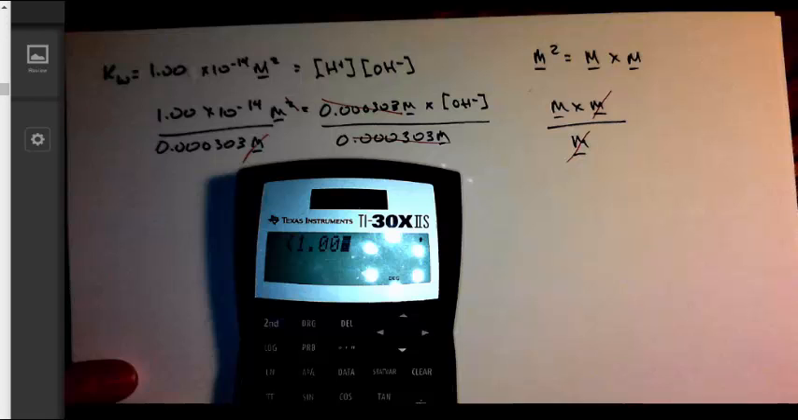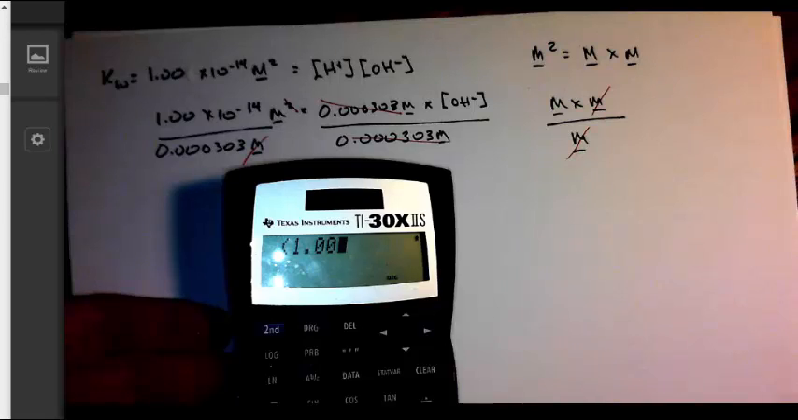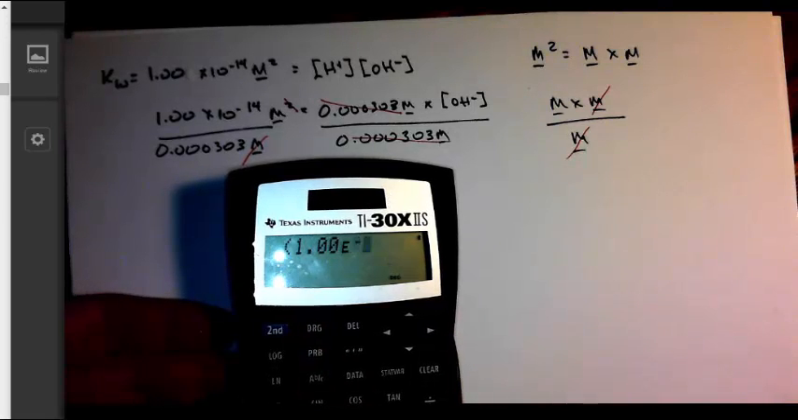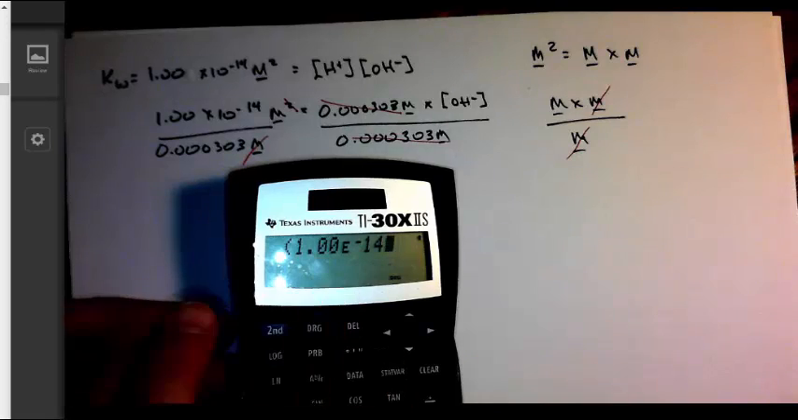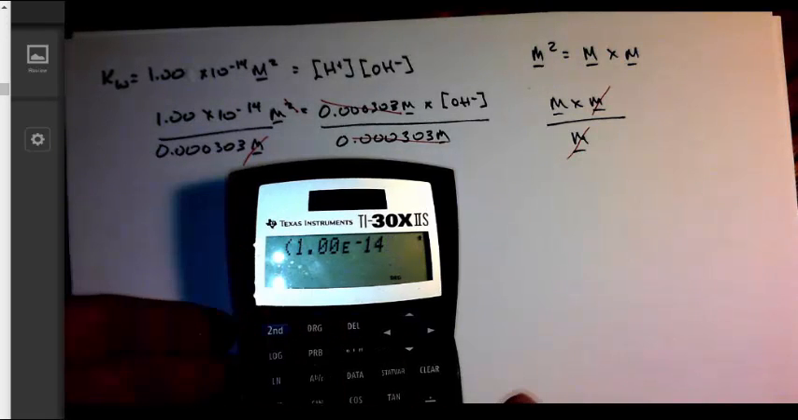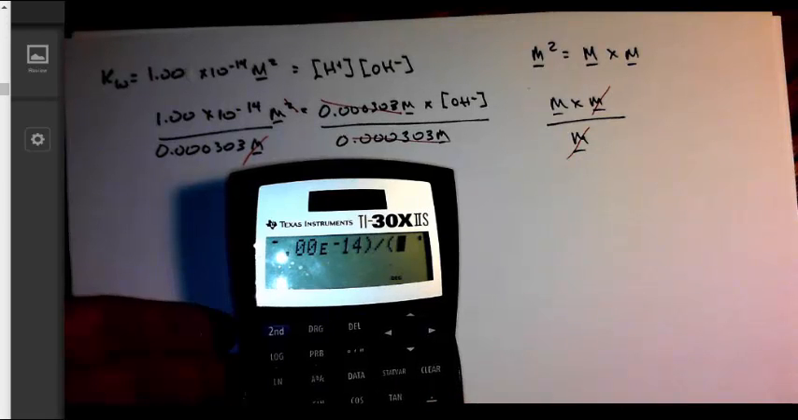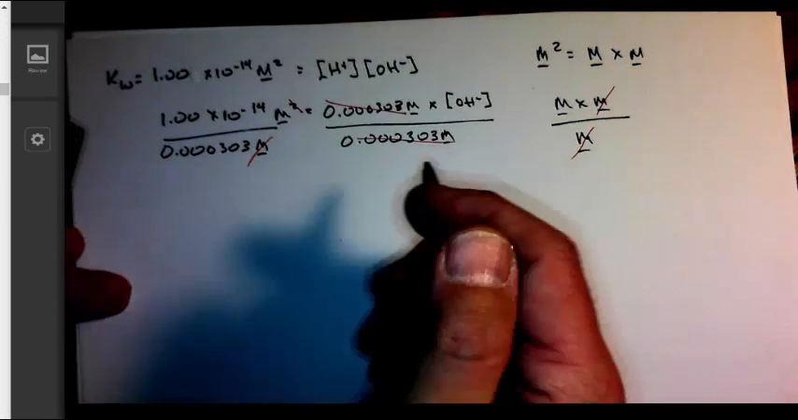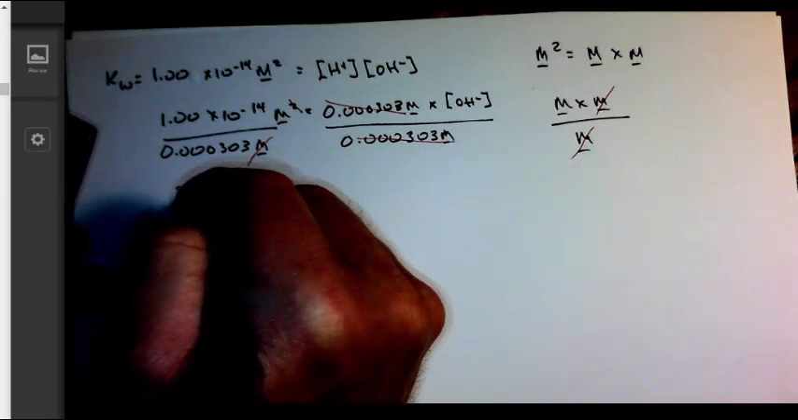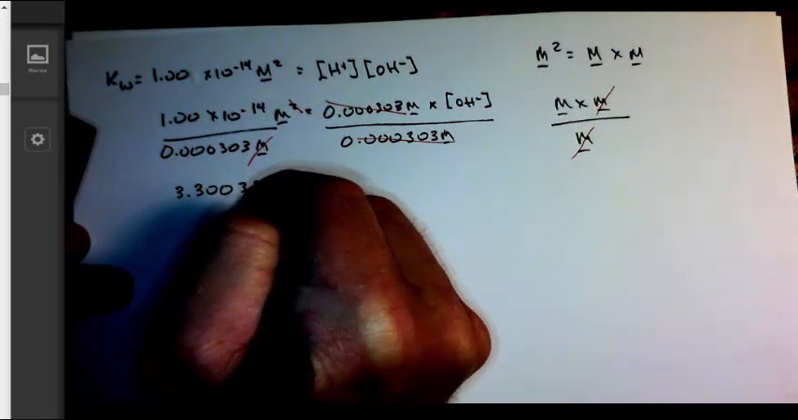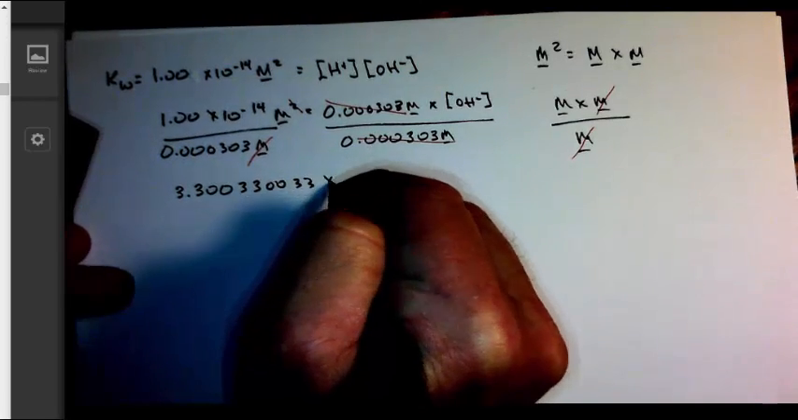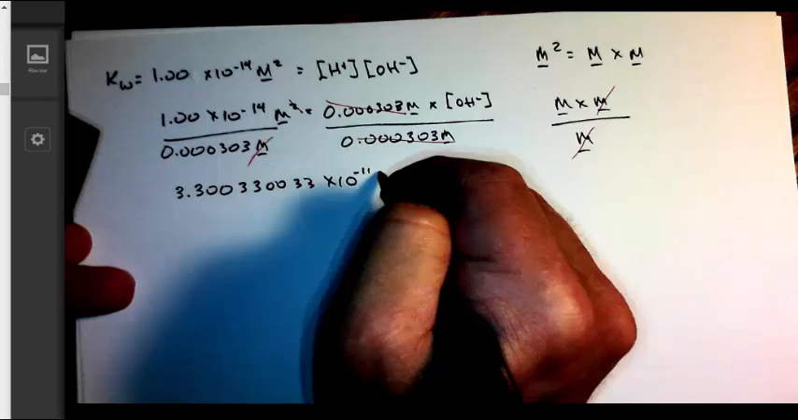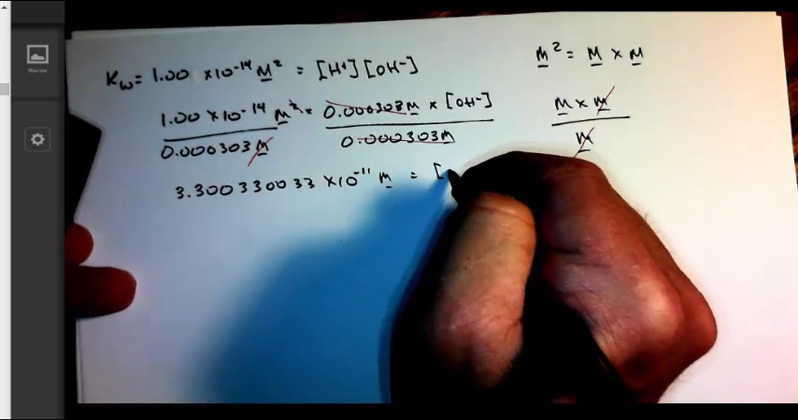1.00. Now I'm going to use this double E button because double E means times 10 to some power. Okay, times 10 to the negative 14. So this on my calculator is the same as that number right there. I'm going to close the parentheses and then divide and put the bottom number in parentheses. It equals, and this is the concentration using this method, 3.300330033 times 10 to the negative 11 molar is the concentration of hydroxide ions.